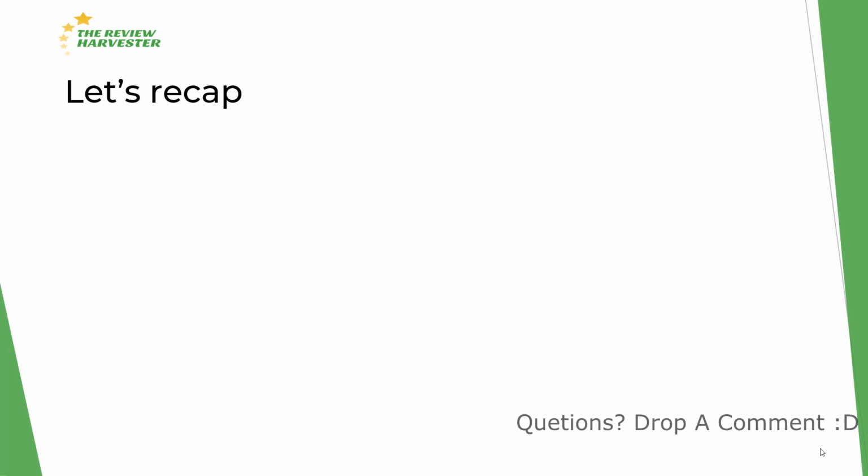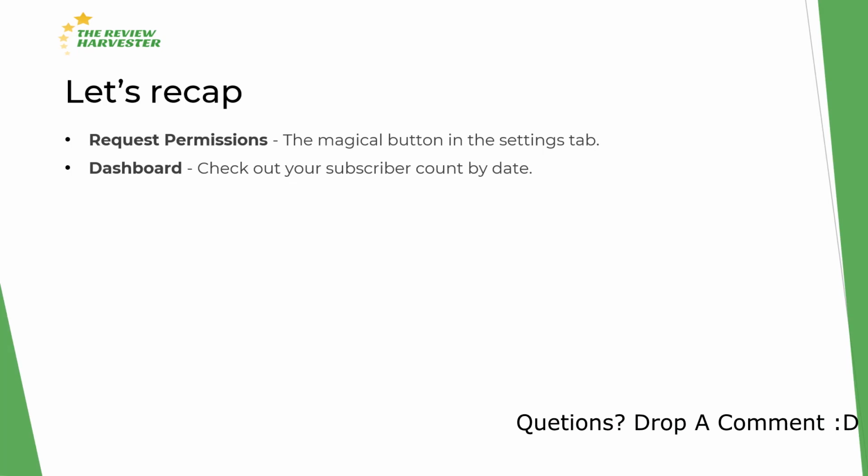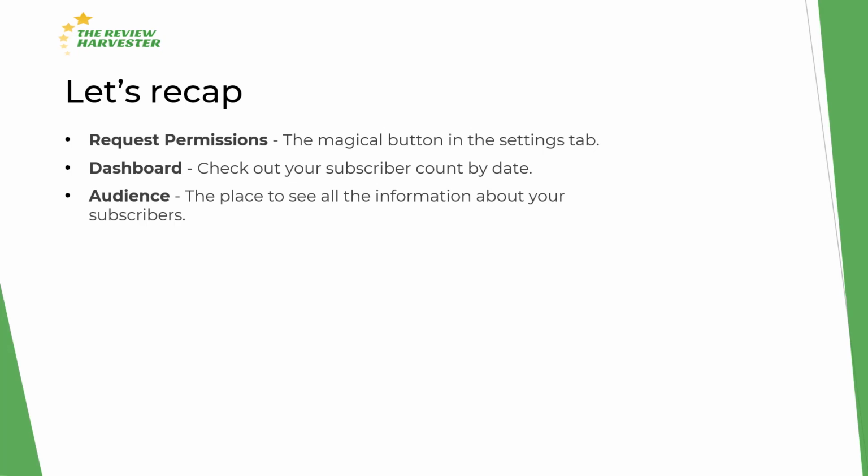So now let's recap the ManyChat tabs we just went through. Request permissions, the magical button in the Settings tab. Use it before contacting the support and it works wonders and fixes many known issues. Dashboard. Check out your subscriber count by date. In the dashboard you can see the total amount of people who subscribed or unsubscribed from your bot. Audience, the place to see all the information about your subscribers. Here we have the names, locations, tags, sequences, widgets that specific users have.